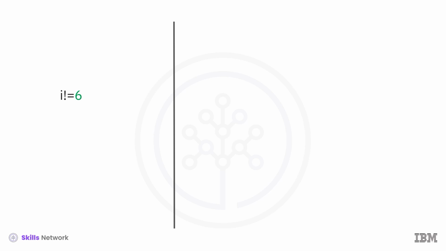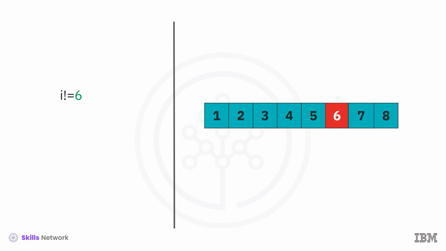The inequality test uses an exclamation mark preceding the equal sign. If two operands are not equal, then the condition becomes true. We can use a number line. When the condition is true, the corresponding numbers are marked in green and red for where the condition is false. If we set i equal to 2, the operator is true as 2 is not equal to 6.